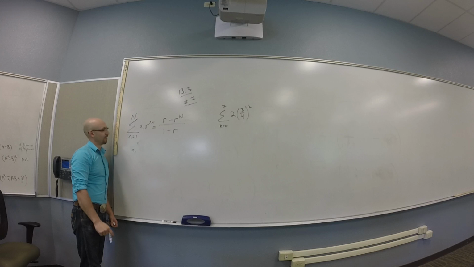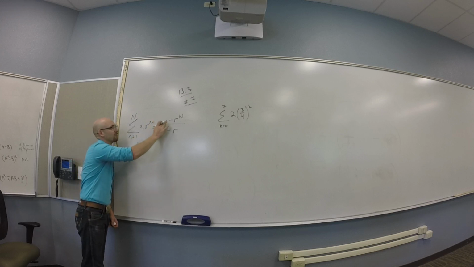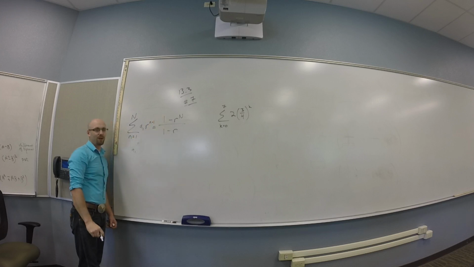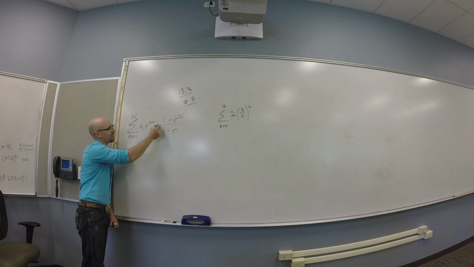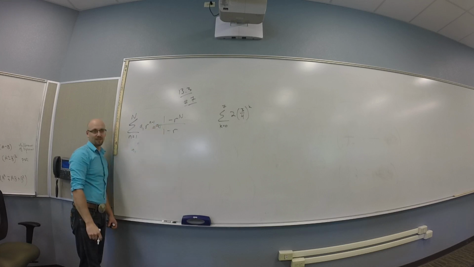Oh, man. Yeah, this r should be a 1. How do I know that r should be a 1? Because I know when it telescopes, I'm going to get the first term and the last term. Oh, and there should be an a1 in here. I don't even know where that went. See, I can't remember these formulas.